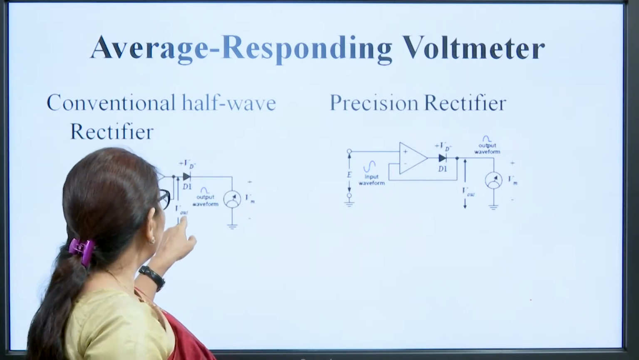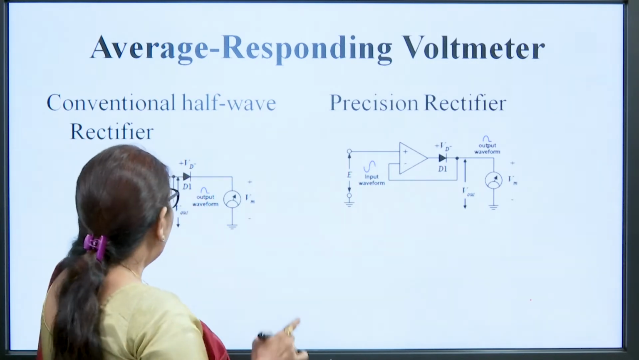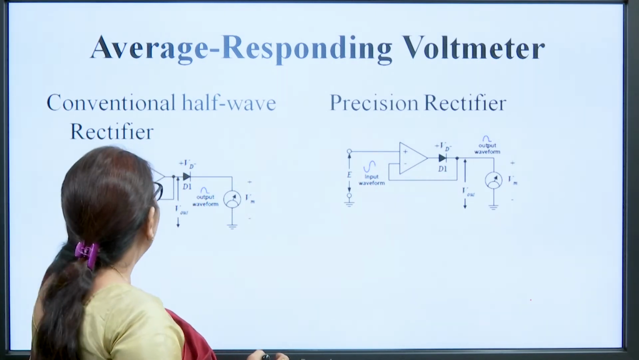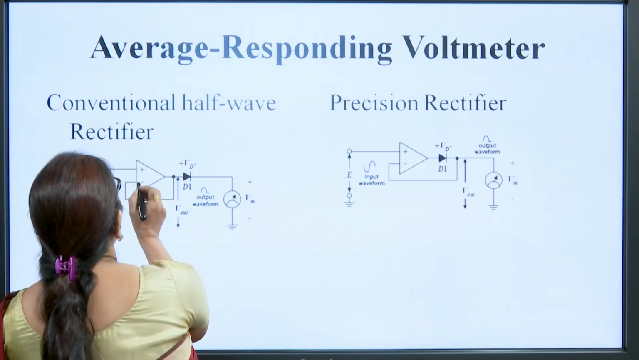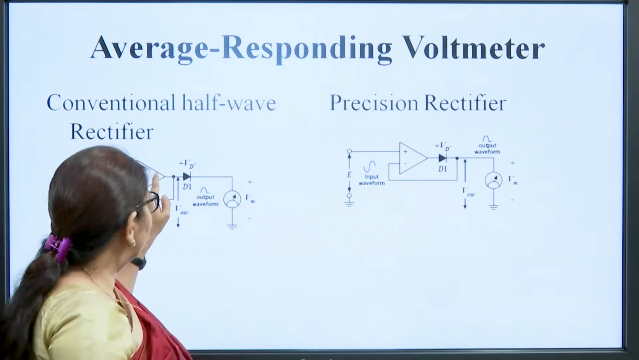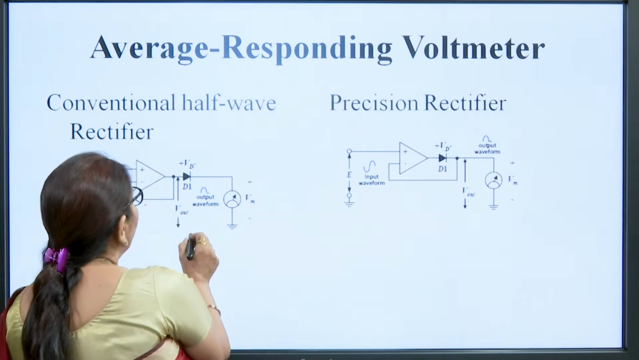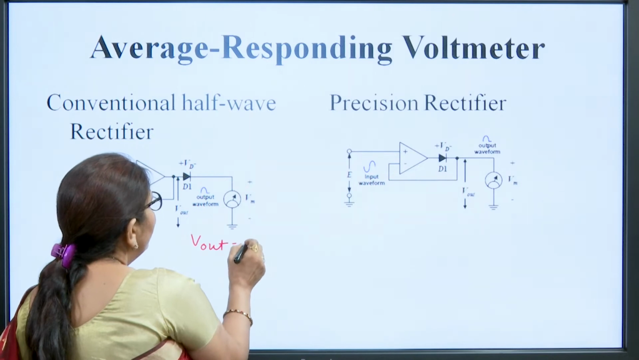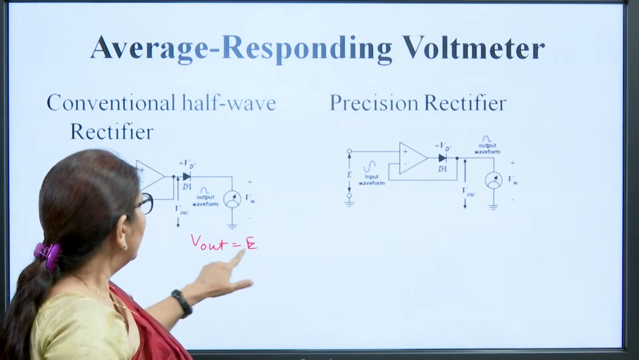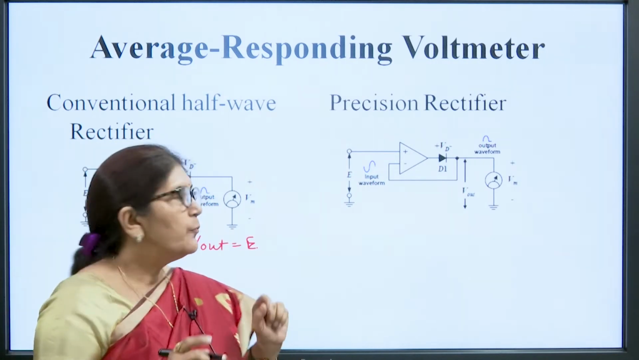Now, when we apply input at the non-inverting terminal and provide feedback to the inverting terminal, this op amp will try to make the same voltage at the inverting terminal. So, when E is the input voltage, it also tries to make E voltage at the inverting terminal. It means the output voltage is equivalent to the input voltage E. So, E voltage is here and then it is deflected by the voltmeter, but there is a diode.